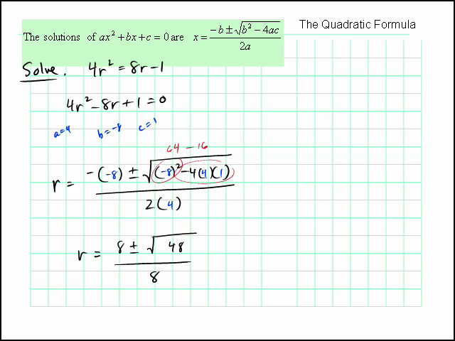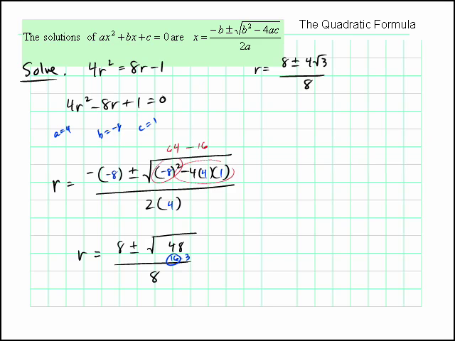Let's rewrite it at the top here. 8 plus or minus, oh wait a second, the square root of 48 does simplify a bit. I could write 48. 48 is 16 times 3, and so the square root of 16 is 4. That becomes, square root of 48 is 4 square root 3 over 8. There we go. Okay.